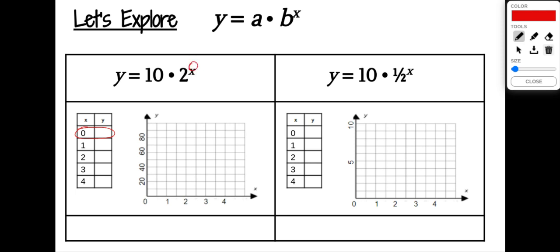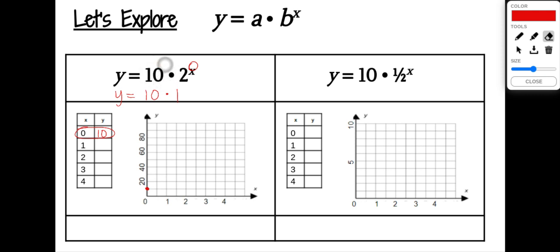So I'm just going to make the x a 0, and then we're going to evaluate for what y is. Y equals, this would be 10 times, and 2 to the 0 power is 1. So y would be 10. Now this should make sense because I told you that the 10 here is the y-intercept. It's the point when x is 0, so (0, 10). So if I were to graph that, it's going to be right on the y-axis.